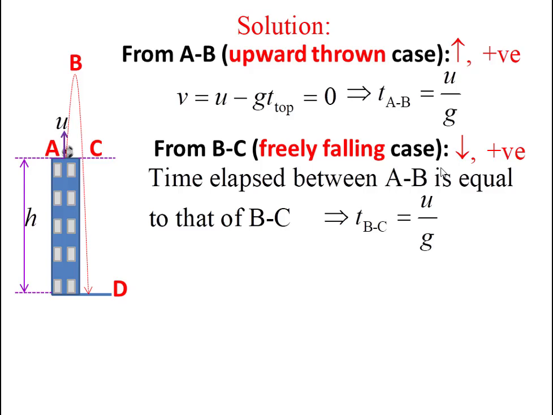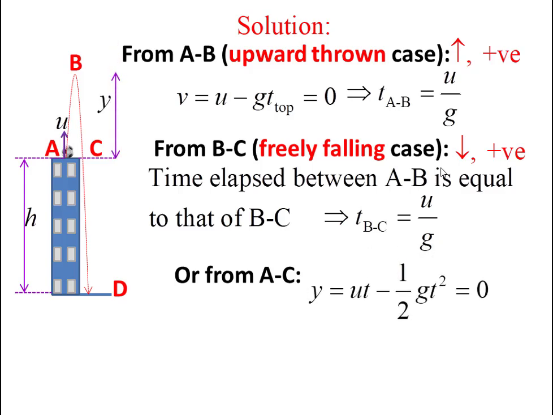But if you are not convinced with this, you can do it this way: y, that is this height above the building, is equal to ut minus a half gt squared, which is 0 whenever the ball is back to C, that is back to the same level it started with. Then t from A to C becomes 2u over g. In fact, the time from A to C is 2u over g, because the time from A to B and the time from B to C must both be equal, and u over g plus u over g is 2u over g.